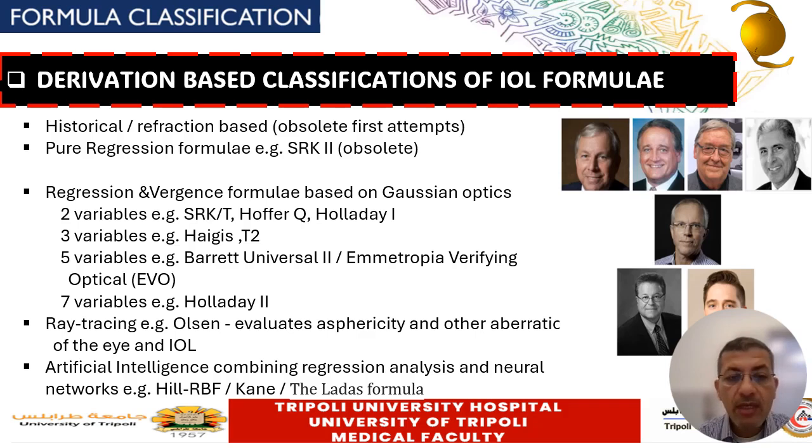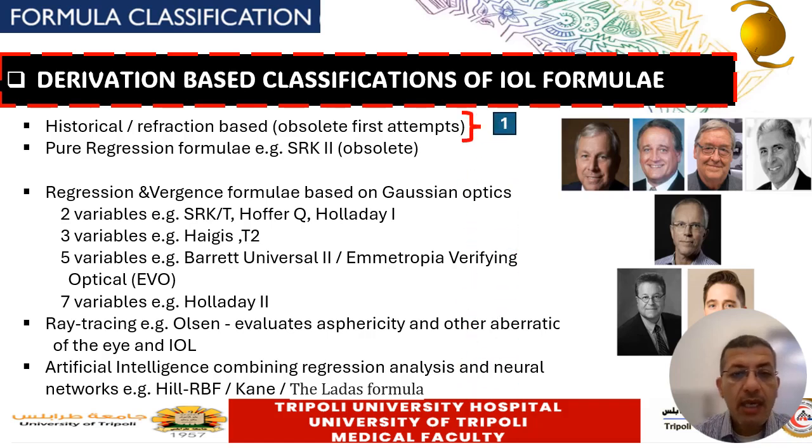Another type of formula is the recent one, which is not yet published, but is gaining a lot of acceptance among doctors, as the initial results are very satisfying to patients and doctors. Those are the formulae which depend on artificial intelligence. The integration of artificial intelligence is one type of deep learning and the establishment of a neural network. I will explain this in a separate lecture. Classical examples are the Hill-RBF formula, the Kane formula and the Ladas formula.